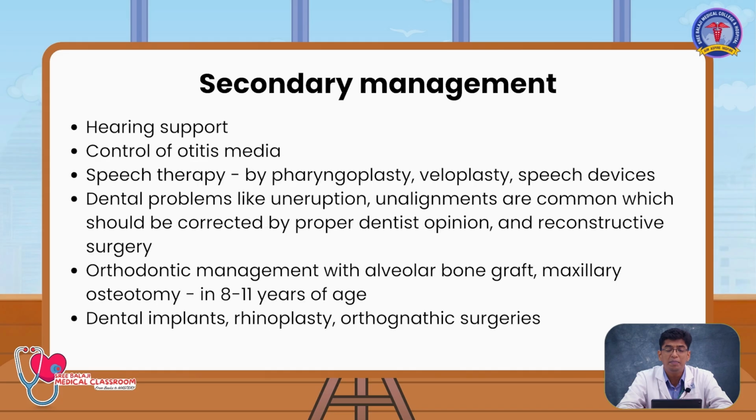Apart from surgery, secondary management needed includes hearing support when middle ear involvement is present, control of otitis media, speech therapy along with pharyngoplasty, veloplasty and speech devices. Dental problems like uneruption and malalignment are common and have to be corrected with a dentist and reconstructive surgery. Orthodontic management with alveolar bone grafting and maxillary osteotomy can be done later on, at 8 to 11 years of age. Dental implants, rhinoplasty, and orthognathic procedures involving the jaws can also be done.